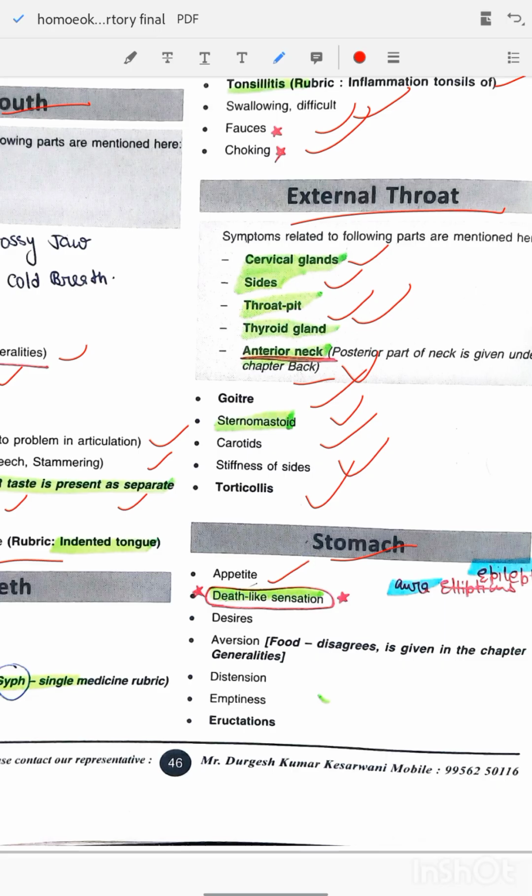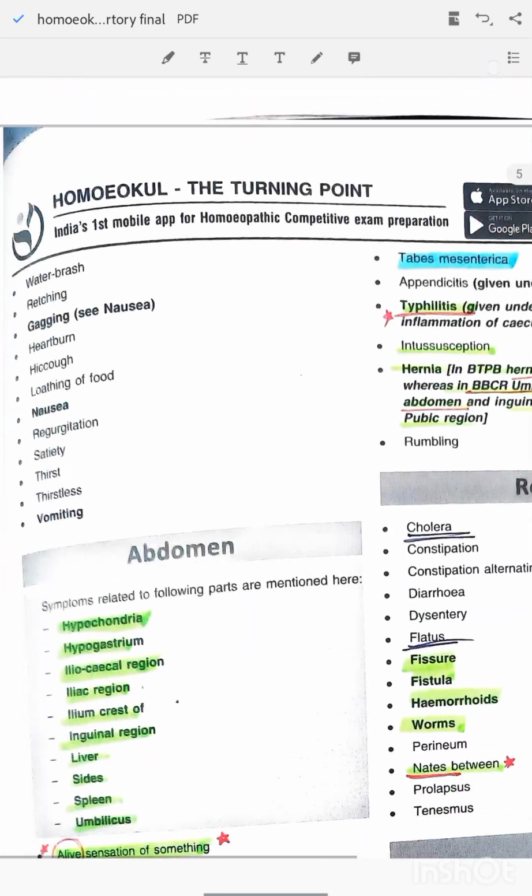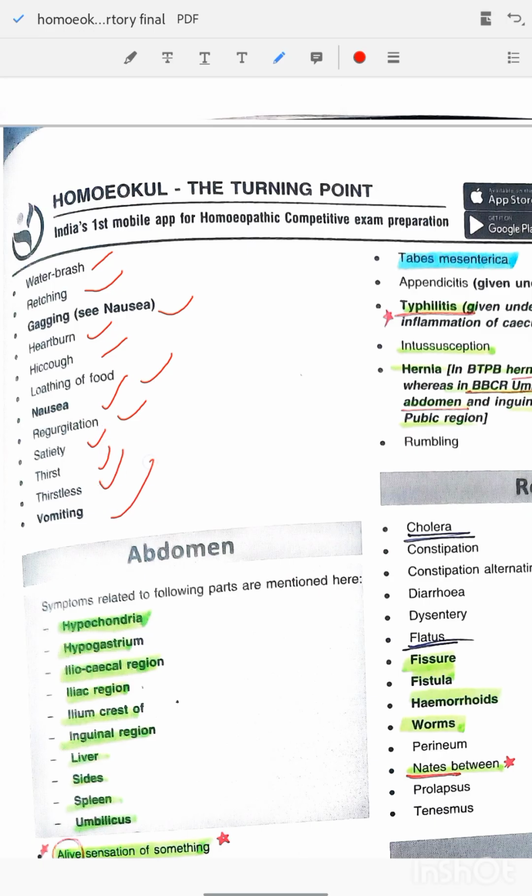Stomach has appetite, sensation, desire, aversion. Desire and aversion you will find in stomach. But food disagree is given in chapter generalities. Distension, emptiness, eructations, water brash, retching, gagging, heartburn, hiccup, loathing of food, nausea, regurgitation, satiety, thirst, thirstless and vomiting.